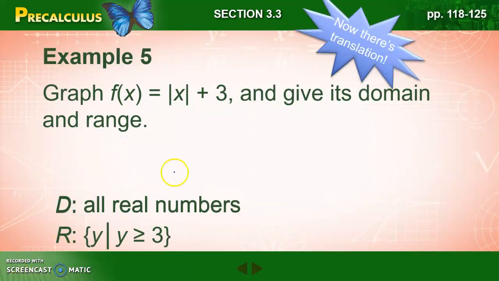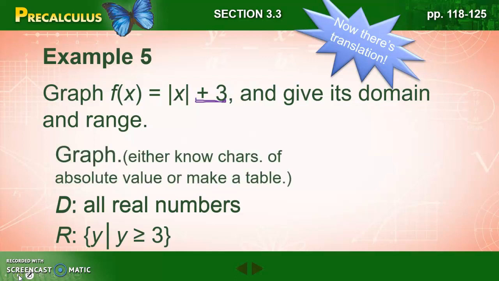Now let's graph f of x equals the absolute value of x plus 3 and give it domain and range. Now we have a translation. And hopefully you remember those translation rules. You should know whether this is being translated up or down, vertically, or side to side, horizontally. If you're not sure what the translation is, you can always create a chart, plug and chug, just to check your work. Our domain is still all real numbers, because we know absolute value functions will go far left and far right. And our range is going to be greater than or equal to 3.